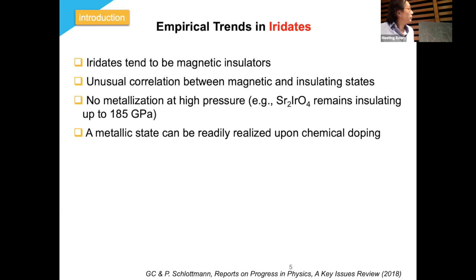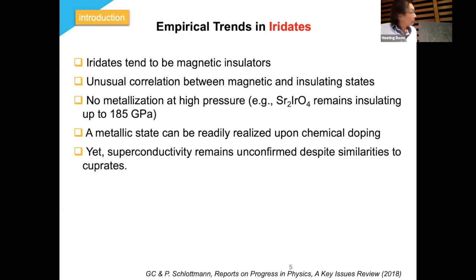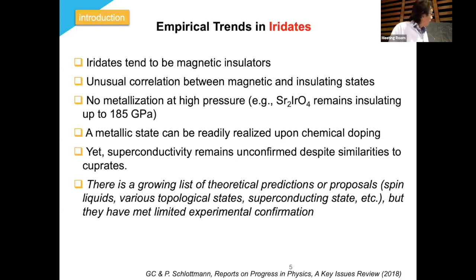Any chemical impurity doping in this system and the other iridates very often can induce a metallic state. And yet superconductivity remains unconfirmed despite the similarities to cuprates. More generally, there is a growing list of theoretical predictions or proposals, such as spin liquids, various topological states, superconductivity, et cetera, but they have met very limited experimental confirmation.